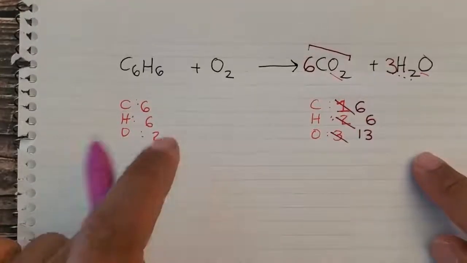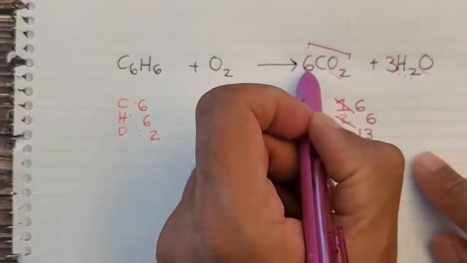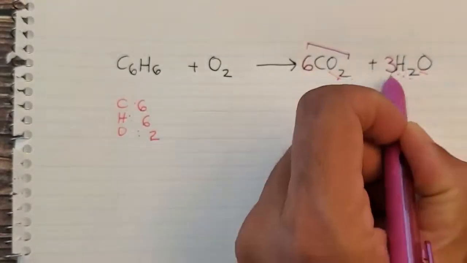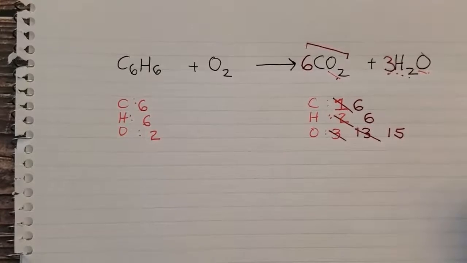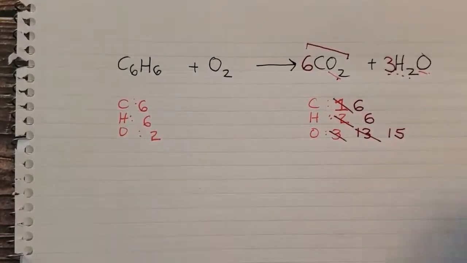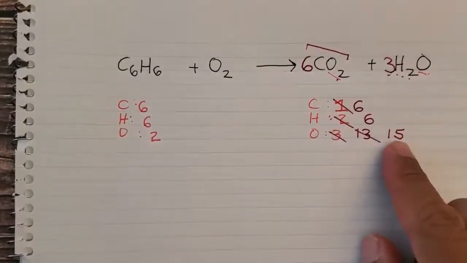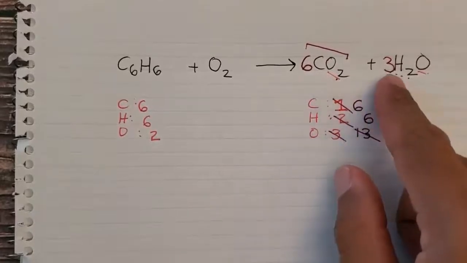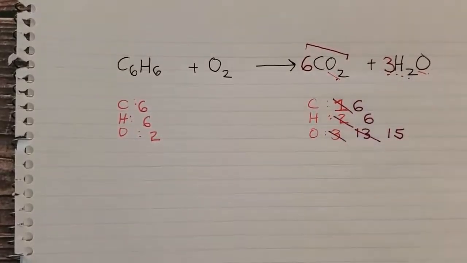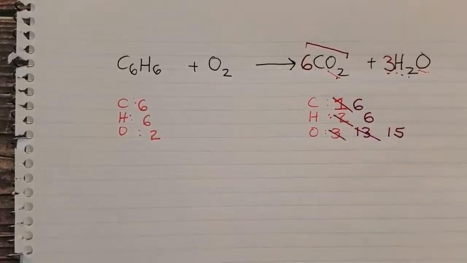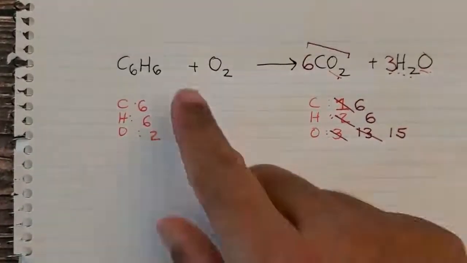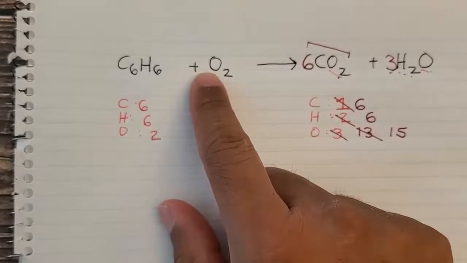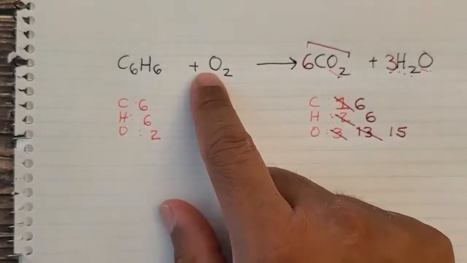First of all, let's see our oxygen count. 6 times 2 is 12. 12 plus 3 is 15. So now we need to balance our oxygens. We have 15 oxygens total. 6 times 2 is 12, plus the 3 oxygens here is 15. So how will we go from 2 to 15? Okay, so you can put a number here, this being our loner. We can put a 7 here.